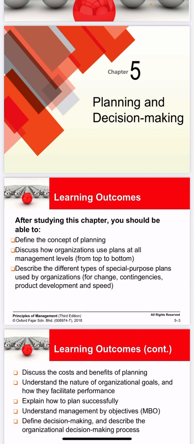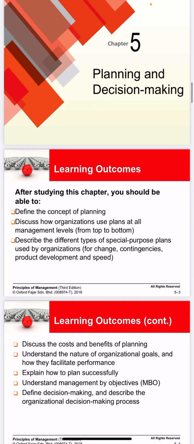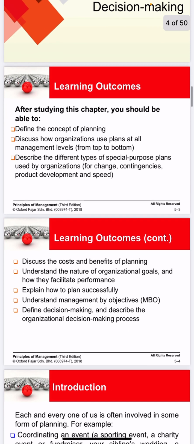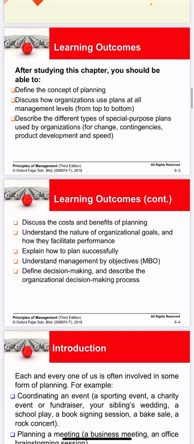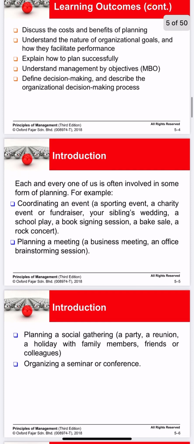After studying this chapter, you should be able to define the concept of planning, discuss how organizations use plans at all management levels from top to bottom, describe the different types of special purpose plans used by organizations for change, contingencies, product development and speed. Discuss the costs and benefits of planning, understand the nature of organizational goals and how they facilitate performance, explain how to plan successfully, understand MBO, define decision making and describe the organizational decision making process.